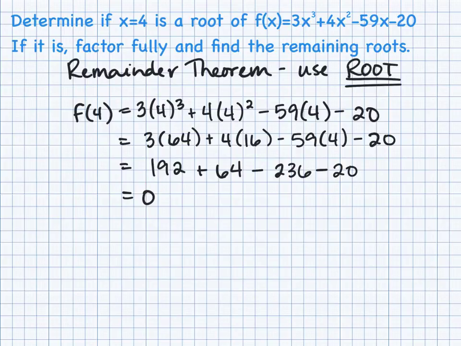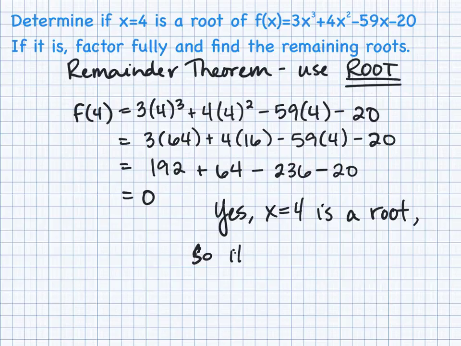What that 0 tells us is that y equals 0 when we put 4 in for x, which means that, yes, x equals 4 is a root of this polynomial. And therefore it has a factor of x minus 4. And you guys are kind of used to that in parentheses, if we go back from the remainder theorem.